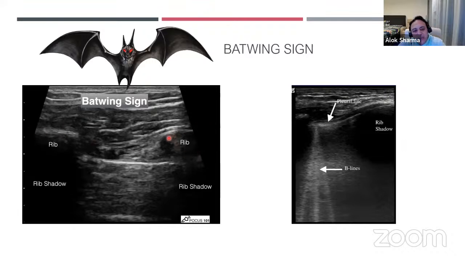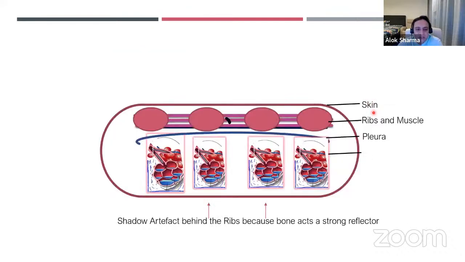And then this area of A lines with a pleural margin over here is the midline of the bat. So what we're trying to do is generate an image which covers at least three of these intercostal spaces with the bat wing sign. Normal lung would be a reflective pleural margin with parallel A lines. When you have B lines and interstitial fluid in the lungs, classically this gets obliterated completely and you see no A lines. You will still see the rib shadows posteriorly with the acoustic shadows.